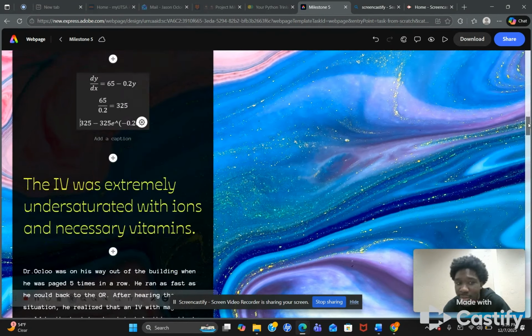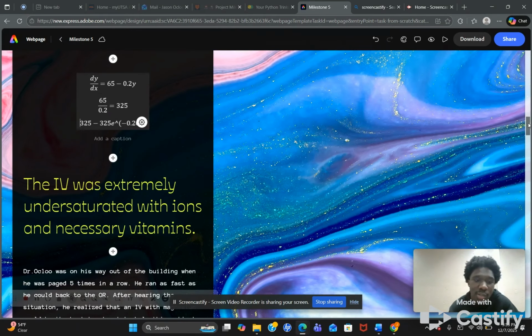This is our derivative. dy over dx equals 65 minus 0.2y. 65 over 0.2 equals 325. So these are some of the calculations that are going to be going into this later. So just pay attention, keep this on your brain as we continue moving.